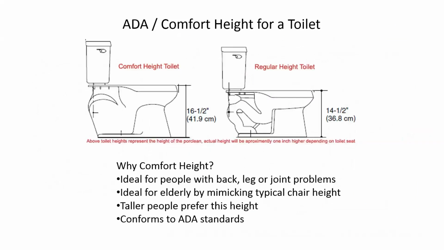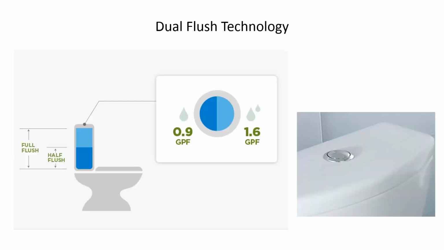We also want to think about the height of the toilet because you can buy toilets in different heights. Most of your toilets that are sold today are going to be ADA compliant and what is called comfort height. And these are ideal for people with back, leg, or joint problems, of course, taller people, and it does conform to ADA standards if that is required for your installations. So making sure that the toilet that you purchase is comfort height or ADA height is going to be more of a universal choice these days.